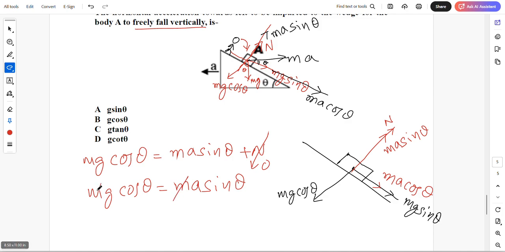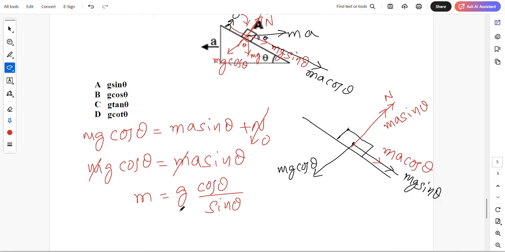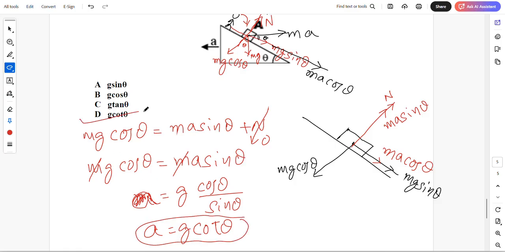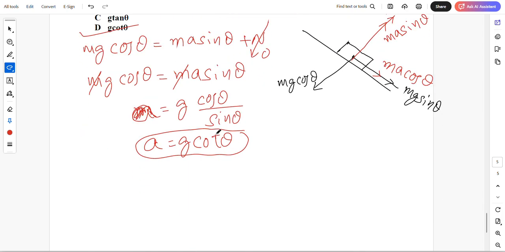From here I can cancel m and m. A will be equal to what? G cos theta by sin theta. Acceleration a is equal to g cos theta by sin theta. Therefore, a is equal to g cot theta. Students, hope you have understood all these problems.